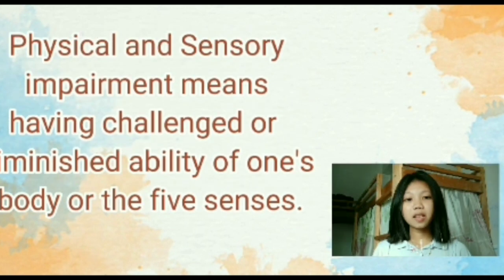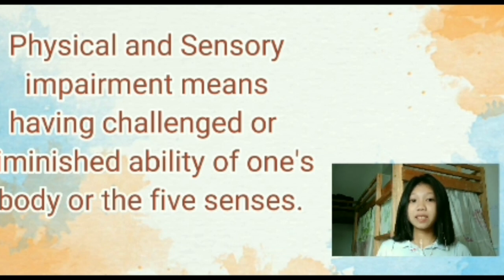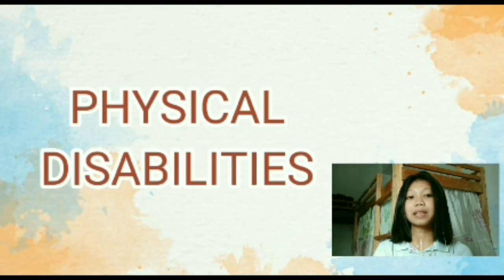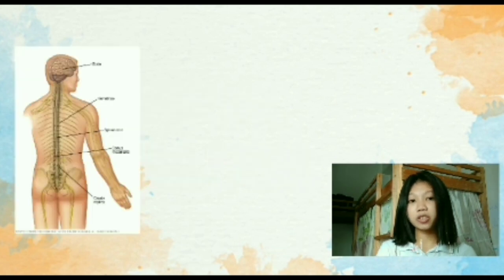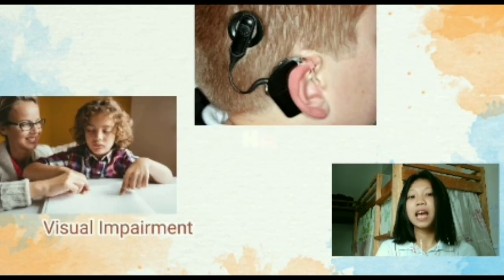The physical and the sensory impairment means having a challenge or a diminished ability of one's body or the five senses. The physical impairment may be a loss of function or ability of the body parts or organs. Physical disabilities may also occur as a result of a traumatic event such as a spinal injury or a brain injury, including strokes. Sensory impairment refers to visual impairments and hearing impairment.